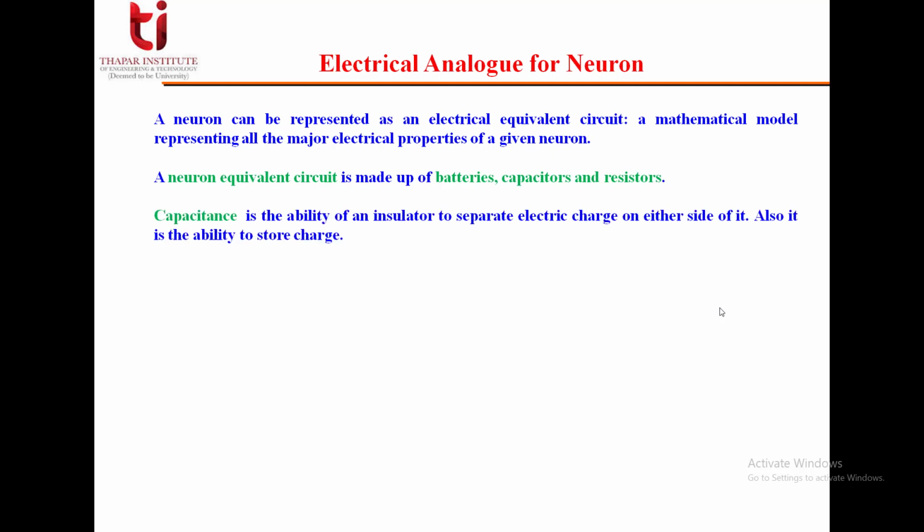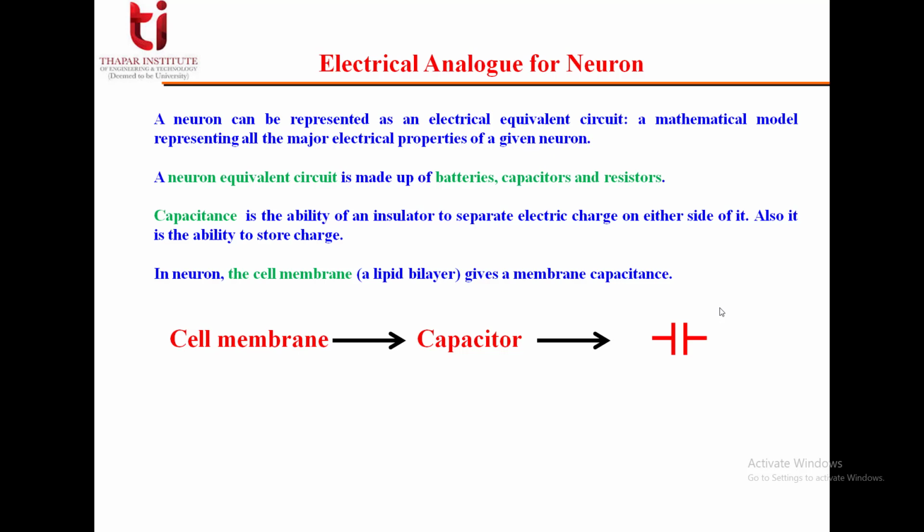Let's first talk about capacitance. What is capacitance? Capacitance is the ability of an insulator to separate electric charge on either side of it. Also, it is the ability to store charge. So, in a neuron, how can we say that a neuron has a capacitance? In a neuron, the cell membrane, which is a lipid bilayer, gives a membrane capacitance. As you can see in the diagram, the cell membrane can be categorized as equivalent to a capacitor.